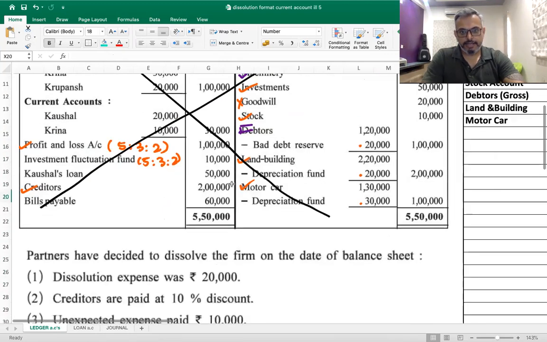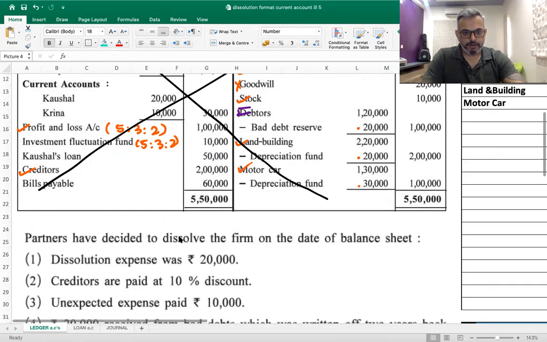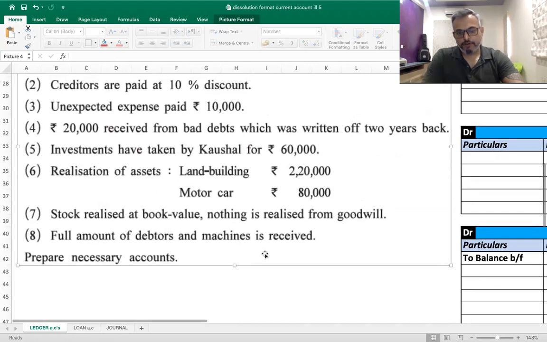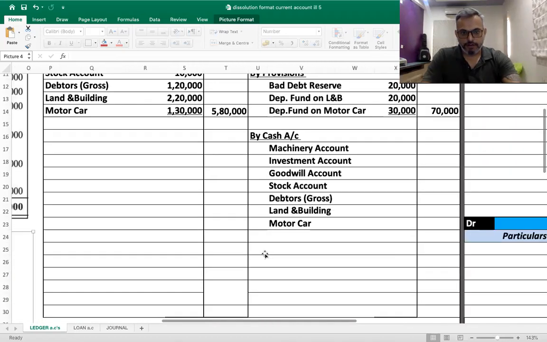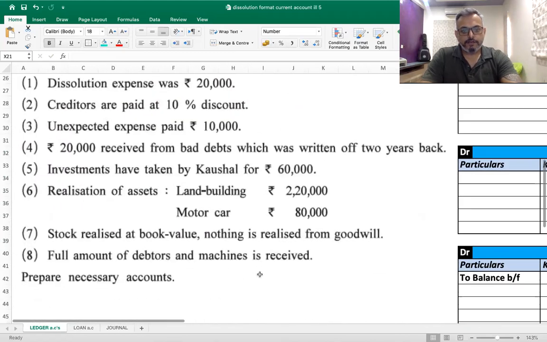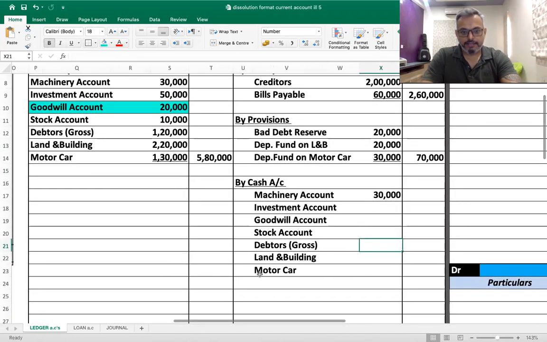Now, machinery के लिए क्या एडजस्टमेंट दिया है? Let's check out machinery. Machinery, full amount of debtors and machine is received. So machine का full amount हमें मिल गया. Machine था 30,000, तो हमें भी 30,000 मिल गया. Debtors का भी information दिया ही है कि debtors and machine is received, तो साथ में लिख ही देते हैं. Debtors का कितना मिला? 1,20,000.